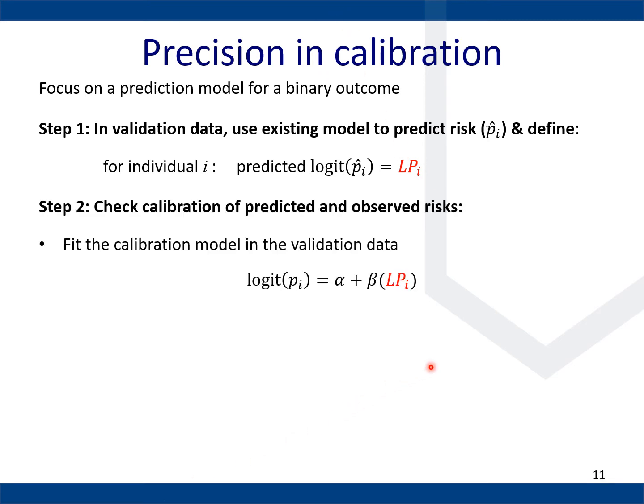In step two, I'm now going to examine the calibration of my predicted and observed risks, but on the logit scale, because generally we would use a logistic regression model, which is on the logit scale, to examine the calibration of our predictions. So we would have this logistic regression model where the logit of the true probabilities in my validation dataset is modeled by an intercept term and a slope term for the linear predictor. Remember, the linear predictor is the predicted linear predictor from my existing model, and I'm seeing whether this equation, when applied in my validation dataset, suggests that the existing model is well calibrated. If it was well calibrated, my intercept would be zero and my calibration slope beta would be one.